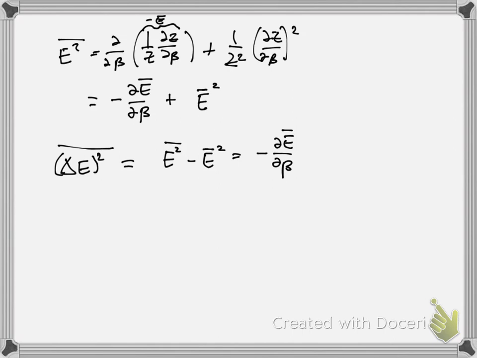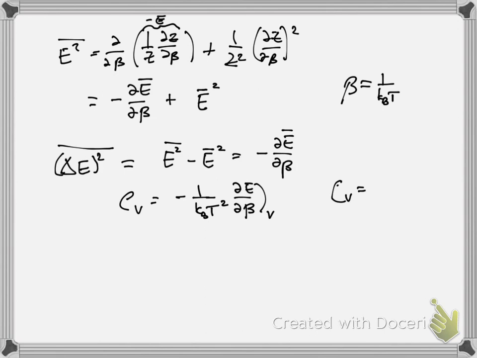Well, we can go back and forth remembering that beta is 1 over k Boltzmann T, right? I can actually just do a little bit of a conversion here. And what you find is that CV, the heat capacity at constant volume, is minus 1 over k Boltzmann T squared partial energy partial beta, right? Because remember, CV is partial energy, partial temperature at constant volume. And I can just use my algebraic and calculus skills to get this solution.